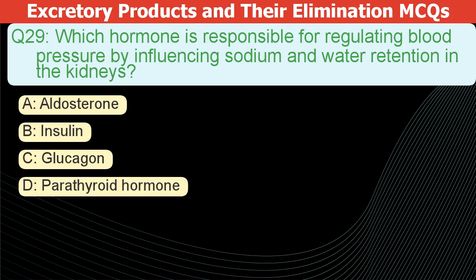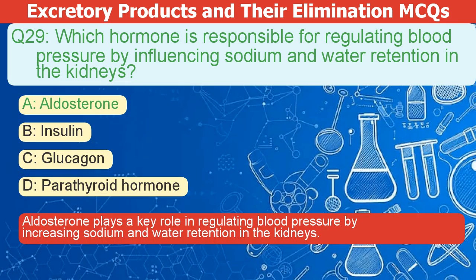Which hormone regulates blood pressure by affecting sodium and water retention in the kidneys? A. Aldosterone. B. Insulin. C. Glucagon. D. Parathyroid hormone. The correct answer is A. Aldosterone plays a key role in regulating blood pressure by increasing sodium and water retention in the kidneys.